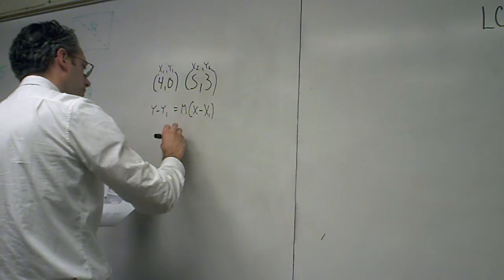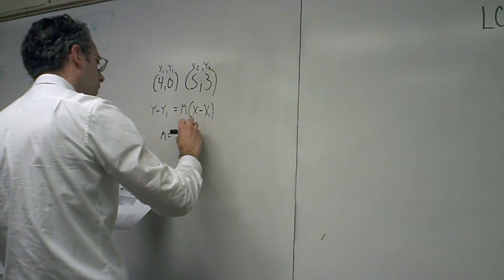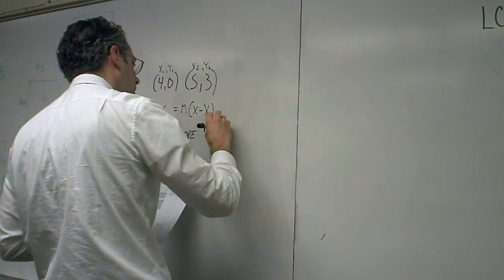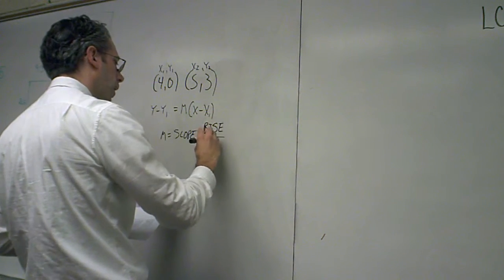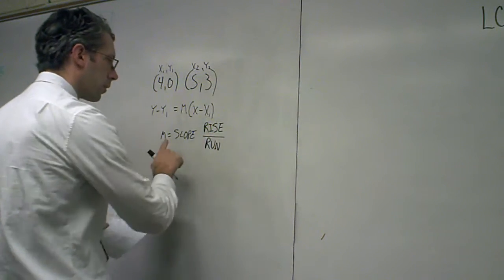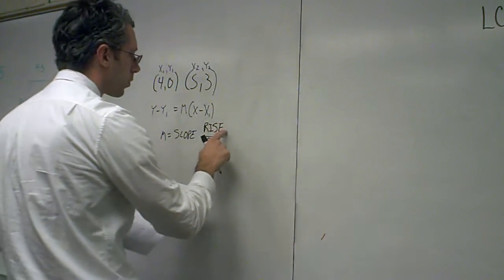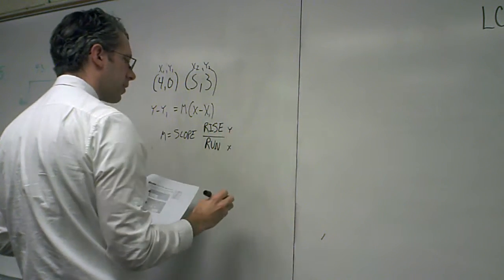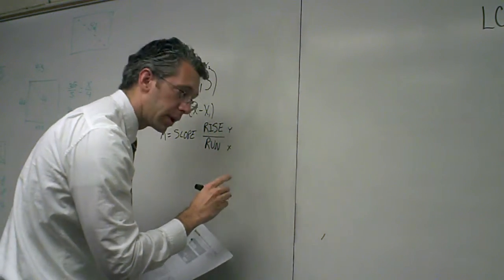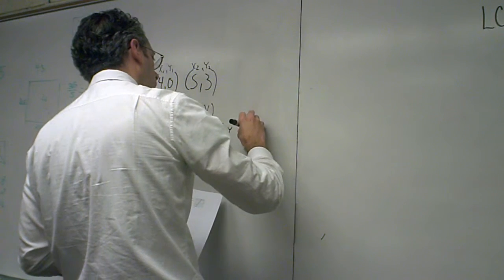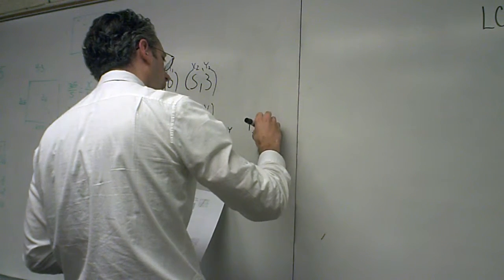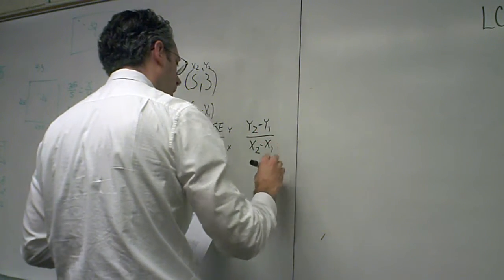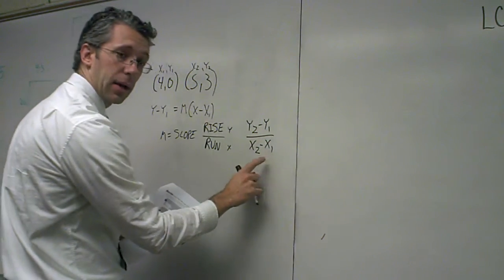m is equal to the slope, and we remember that the slope is the rise over the run. Slope is rise over run. So we need to do the rise. That's the change in the y's, and that's the change in the x's. Here's the formula we need. That's going to be y2 minus y1 over x2 minus x1. That's the big guy right there.